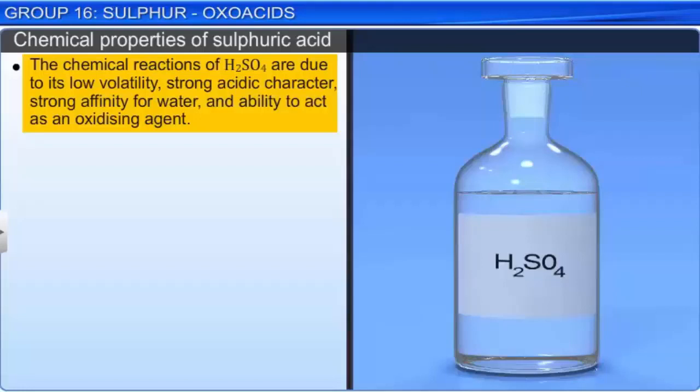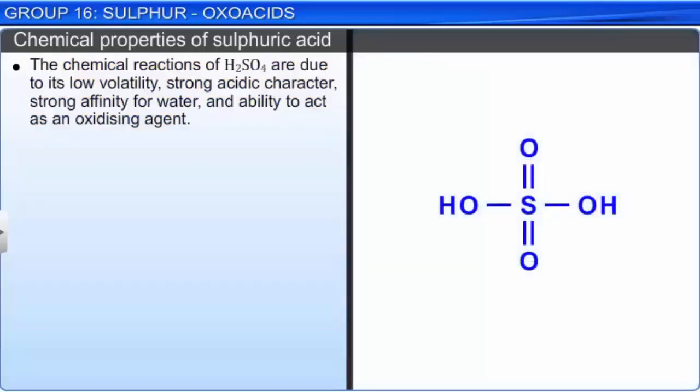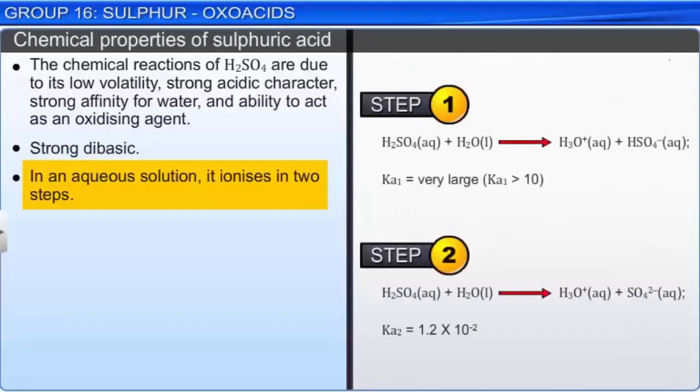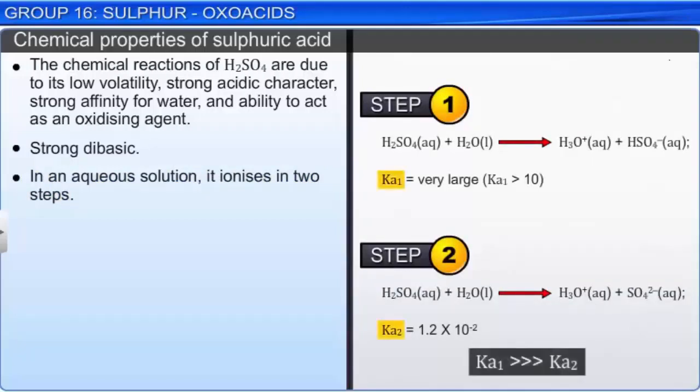Sulfuric acid is a strong dibasic acid. In an aqueous solution, it ionizes in 2 steps, as shown here. Note that the value of dissociation constant, Ka1, for the first step is very large as compared to the second step. The larger value of Ka1 indicates the greater extent of ionization of H2SO4 into H+ and HSO4-, which in turn indicates the greater acidic strength of the acid.